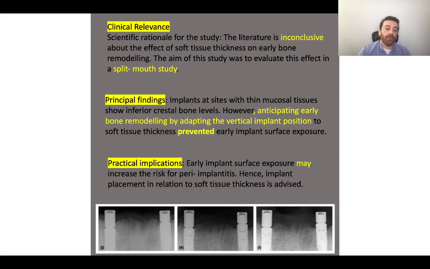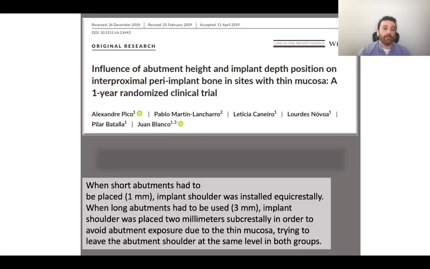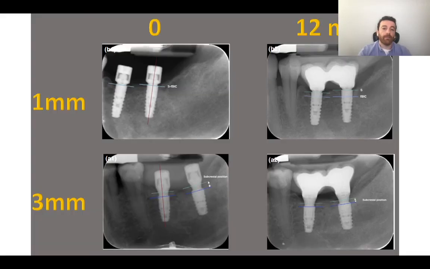So you need to have the implant placed at the appropriate depth to anticipate early bone remodeling that could happen with that vertical tissue thickness not being quite at that appropriate level that you need. And when you had short abutments that were placed equicrestally, and then you had that long abutment to be placed at 3 millimeters, implant shoulders were placed typically 2 millimeters subcrestal in order to avoid having that abutment exposure due to the thin mucosal tissue.